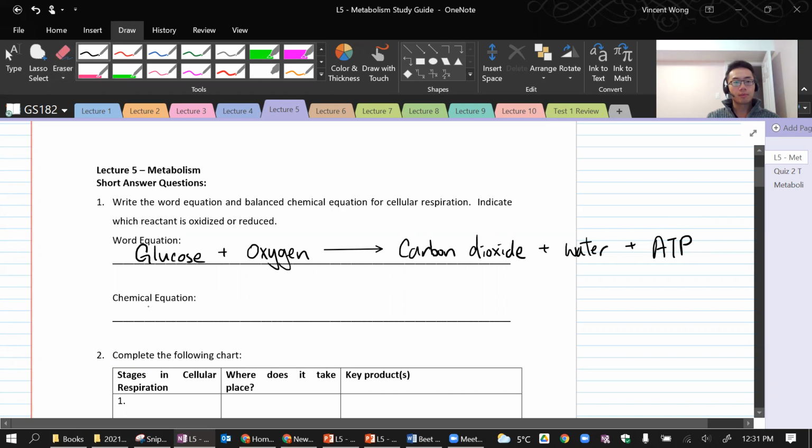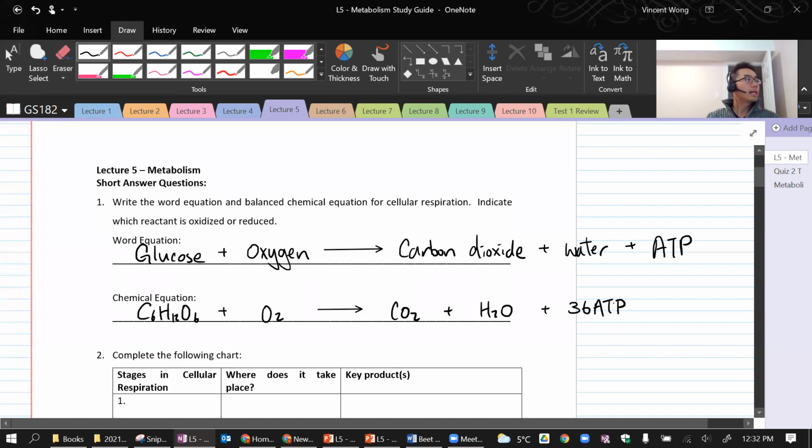The chemical equation is basically the chemical formulas for these molecules. So glucose is C6H12O6 plus oxygen, which is O2, carbon dioxide plus water, and up to 36 ATP molecules.